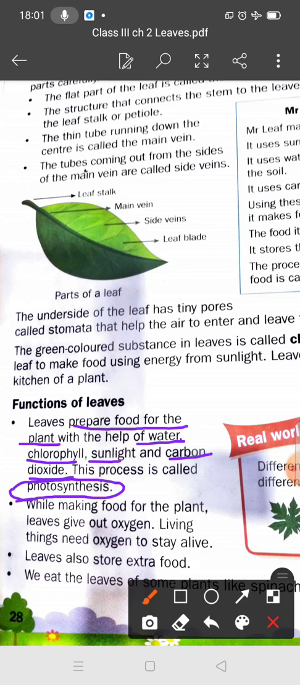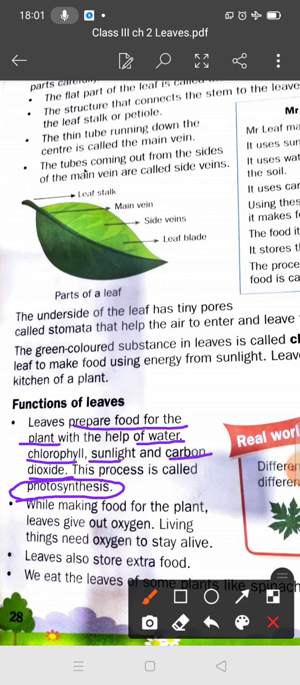And you know, we have discussed that chlorophyll is already present in the leaves. That is the green pigment called chlorophyll. That's why the color of the leaves is green, and they get sunlight from the sun. So what is photosynthesis? The process by which leaves prepare food for the plant with the help of water, chlorophyll, sunlight and carbon dioxide.